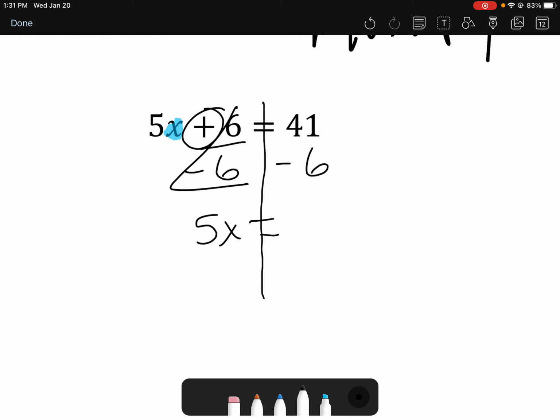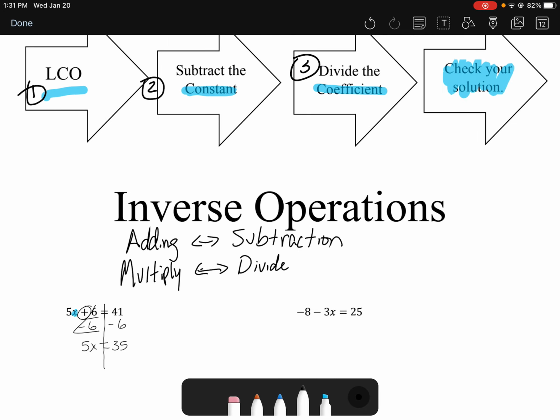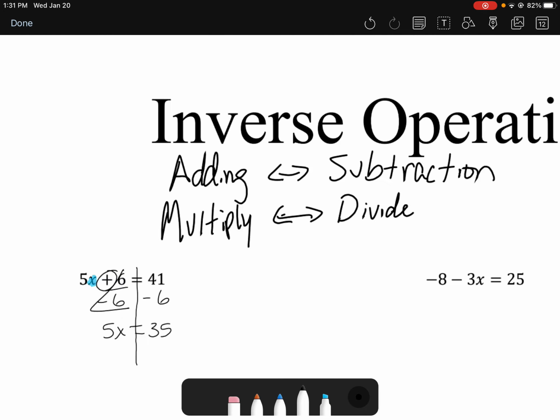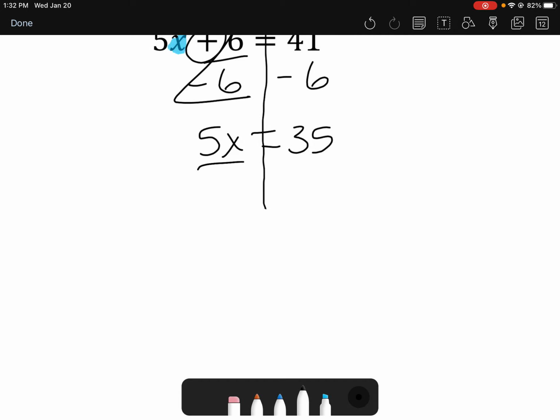41 minus 6 gives you 35. Step 3 says I need to divide by the coefficient. The main reason why I'm dividing by the coefficient is because here I have 5x, or 5 times x. The inverse operation of multiplication is division, so I'm going to divide both sides by 5. 35 divided by 5 is equal to 7.